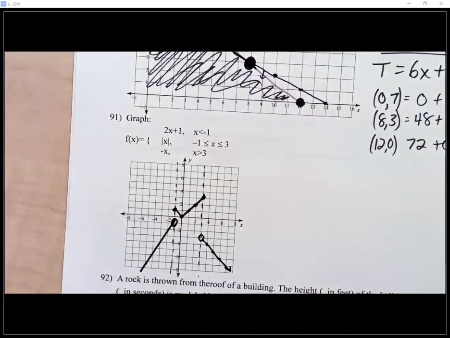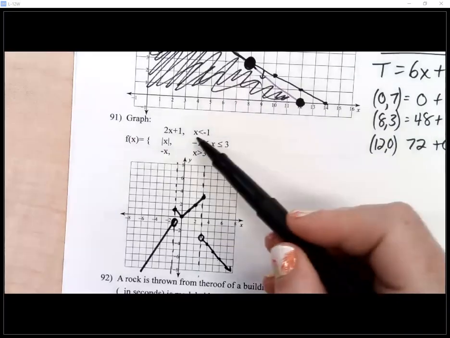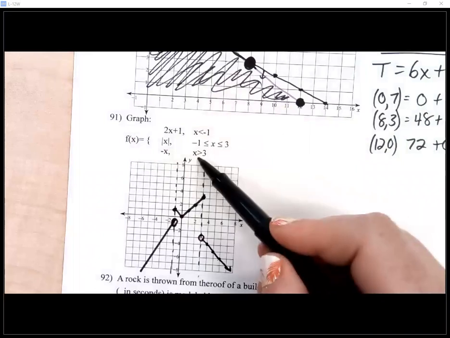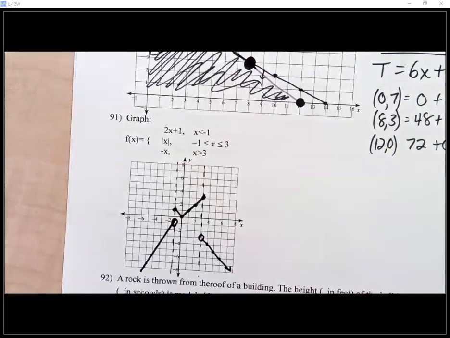So even without actually graphing the whole thing, you can probably get your answer doing multiple choice by seeing if the graph splits at the parts they're supposed to. And you can also check the dots, right? That one had to be an open dot. These two have to be closed. That one has to be open. So doing things like that can probably lead you to the right answer without having to do a ton of graphing.